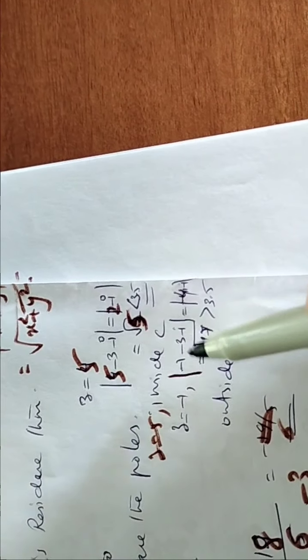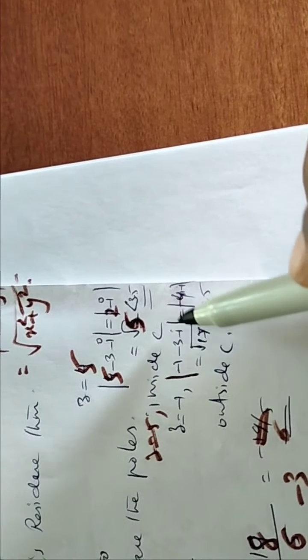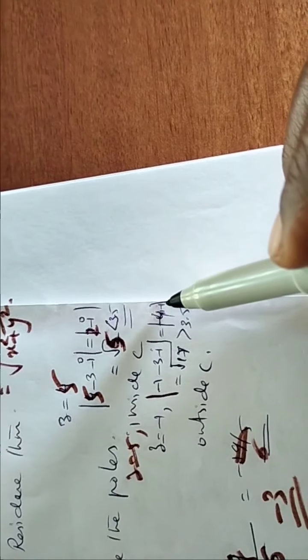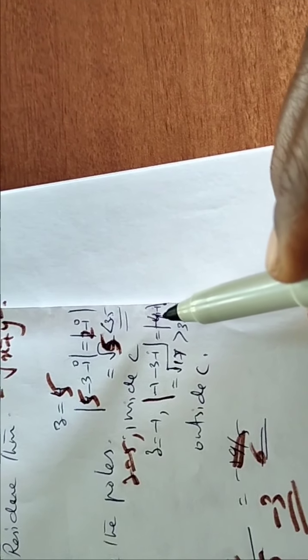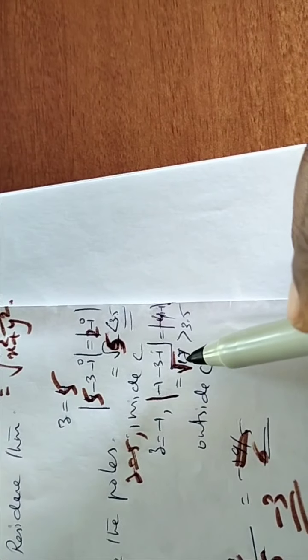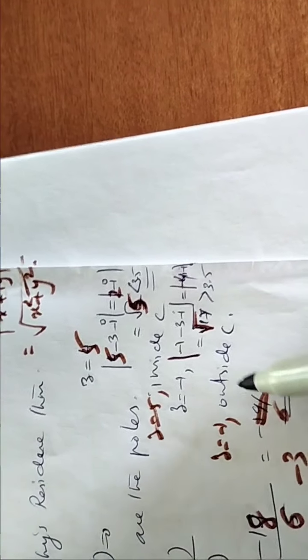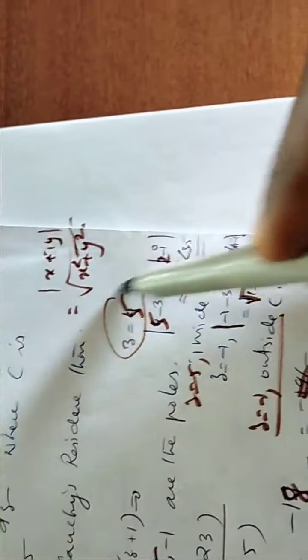Then z equal to minus 1. If you put z equal to minus 1, it is modulus of minus 1 minus 3 minus i, so minus 4 minus i. It is root of 4 square 16 plus 1, 17, root 17. Root 17 is greater than 4, so strictly it is greater than 3.5. So z equal to minus 1 lies outside C. So we need to find the residue at z equal to 5 only, because the other point is outside.